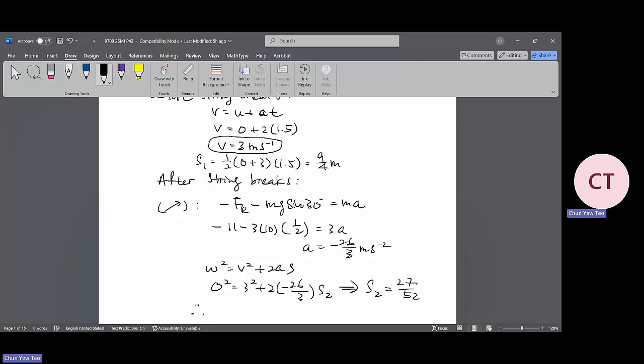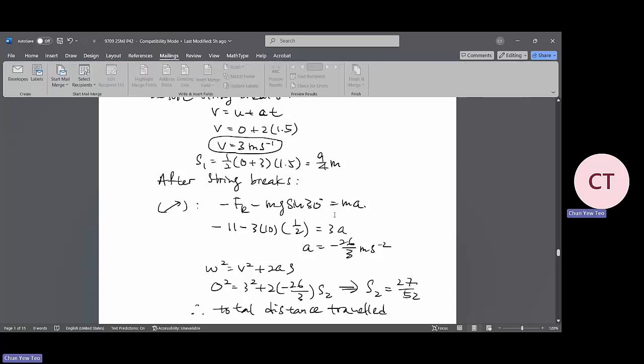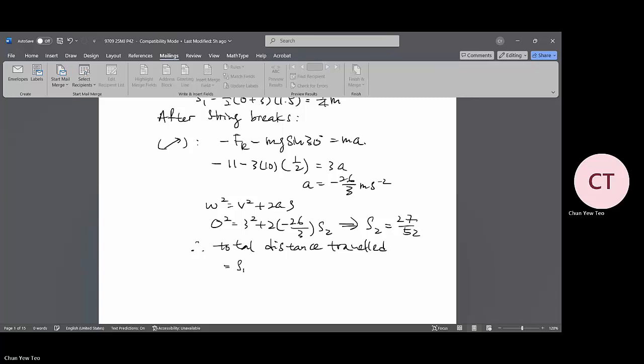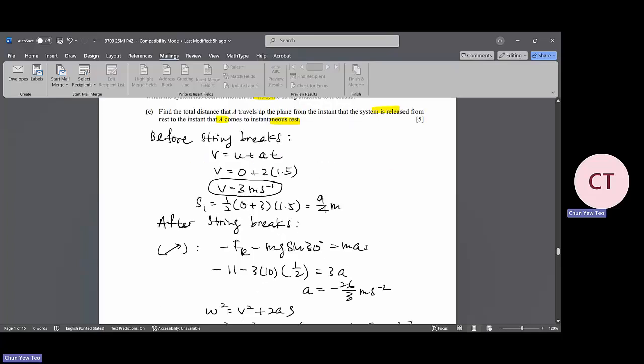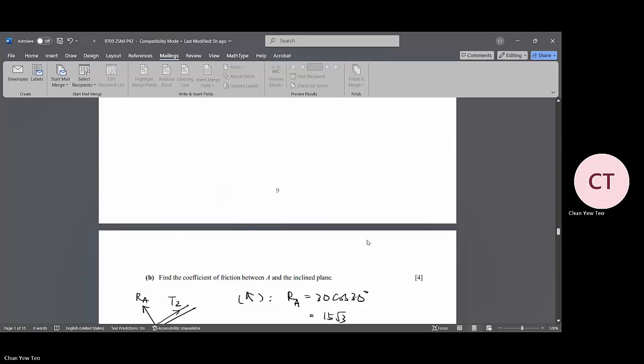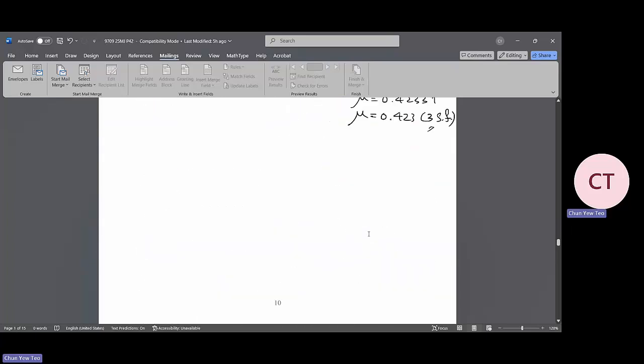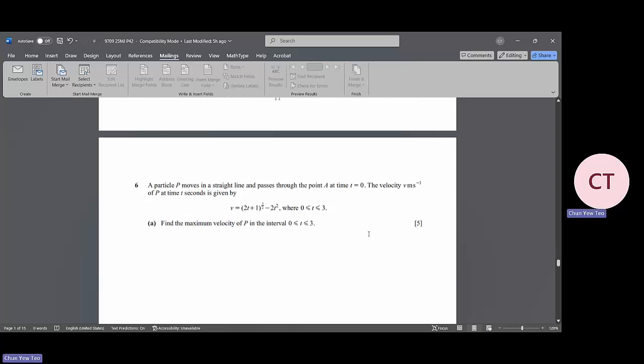So therefore, your total distance travelled is equal to S1 plus S2. So it will be 9 over 4 plus 27 over 52. Then you can get the answer as 36 over 13 meters. Just like that, this will be the answer for question number 5C. Okay, so moving on, we have question number 6.